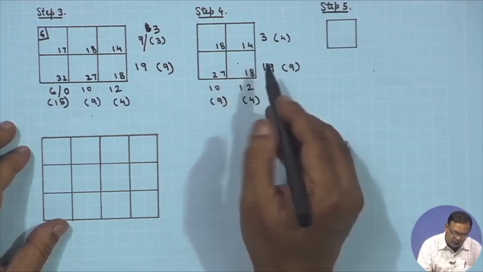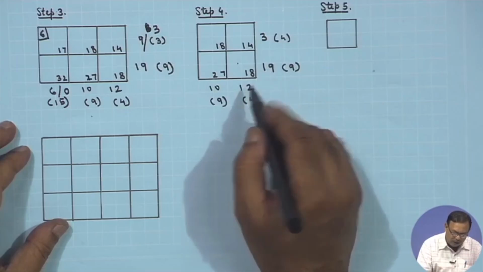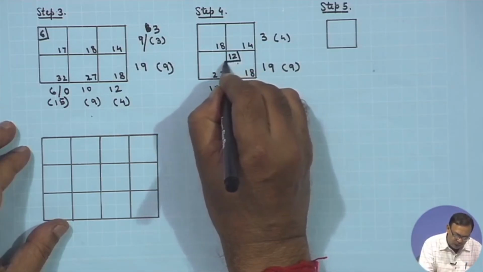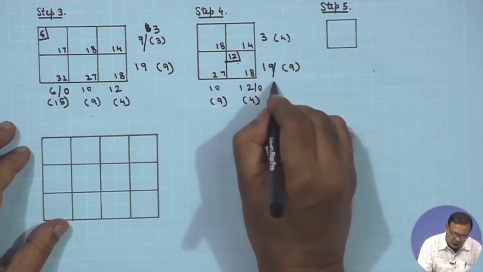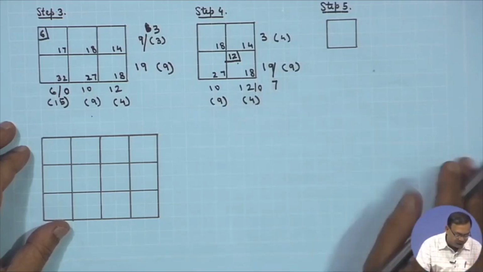So, on this cell I have to allocate. Now, what is the minimum of 19 and 12? Minimum of 19 and 12 is 12. So, you are allocating 12, so that this becomes 0. Your 19 now changes to 19 minus 12, that is 7.